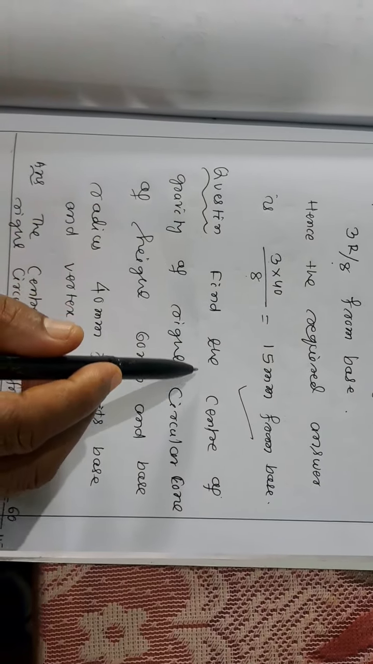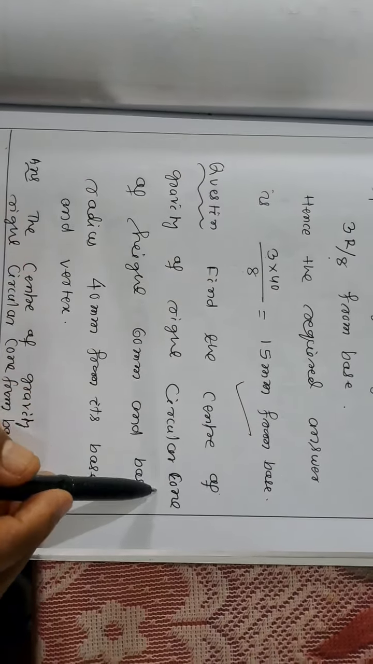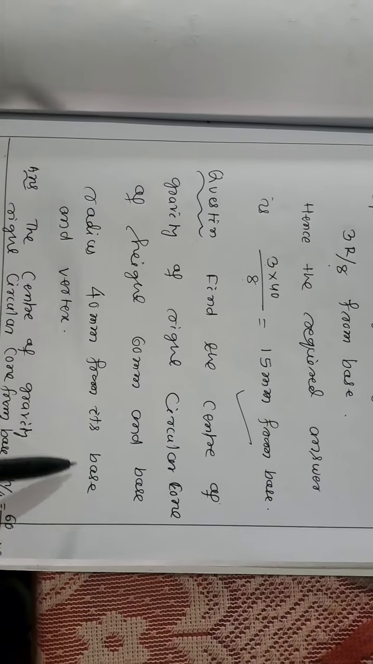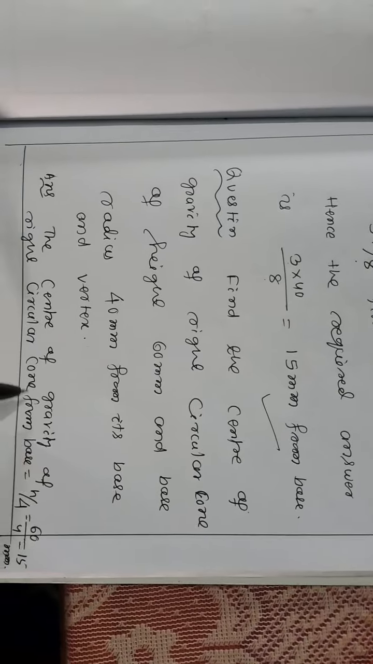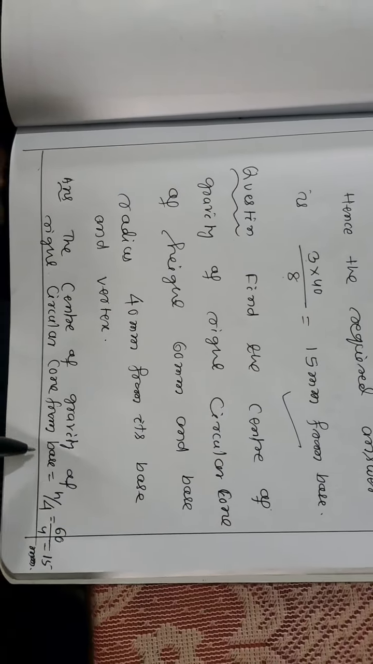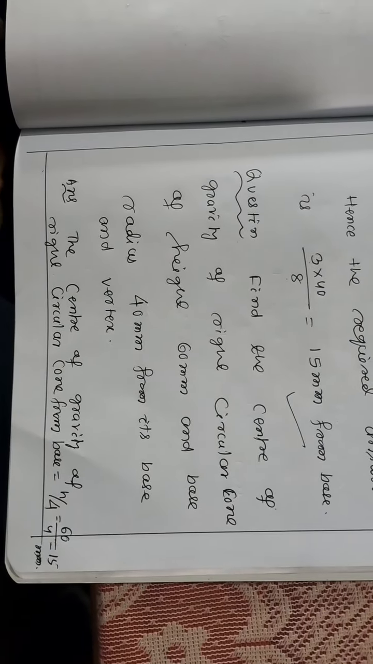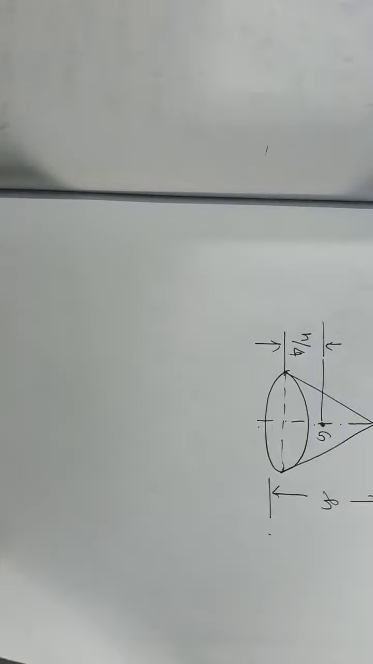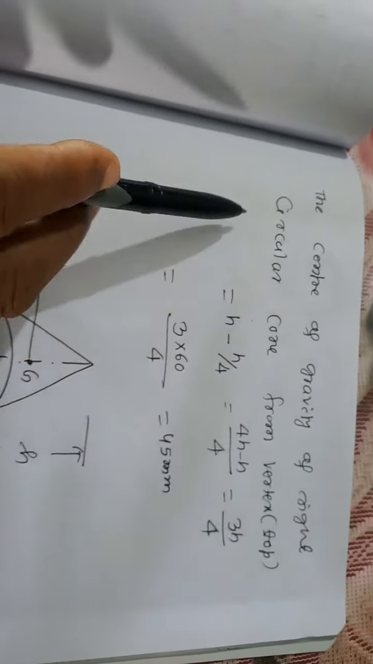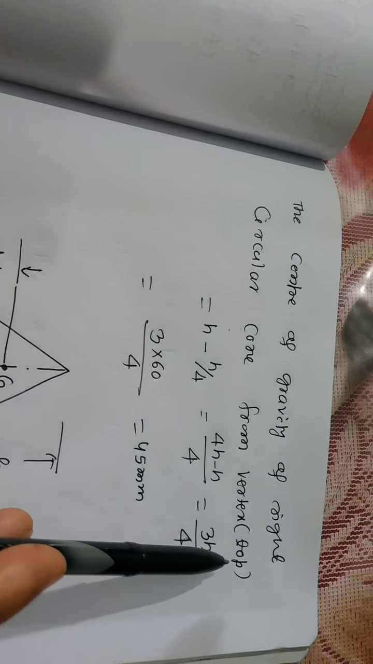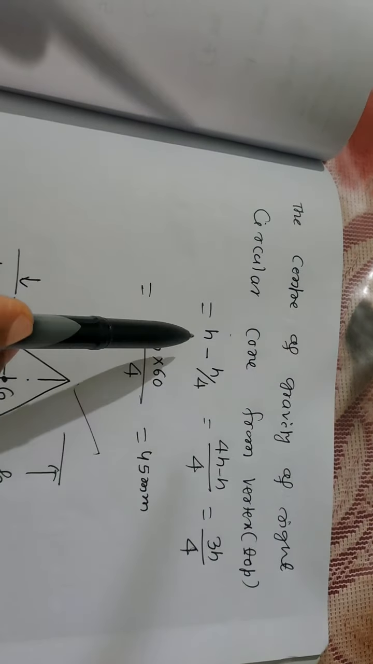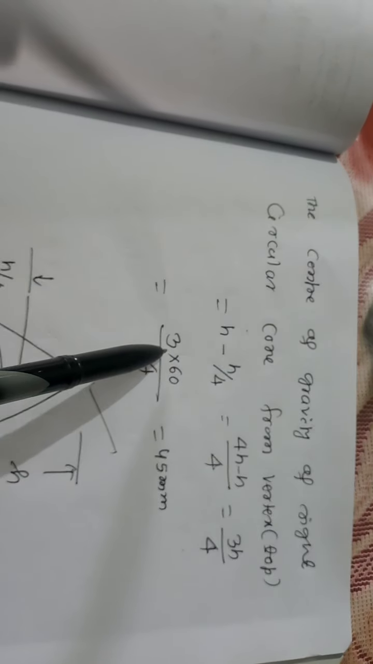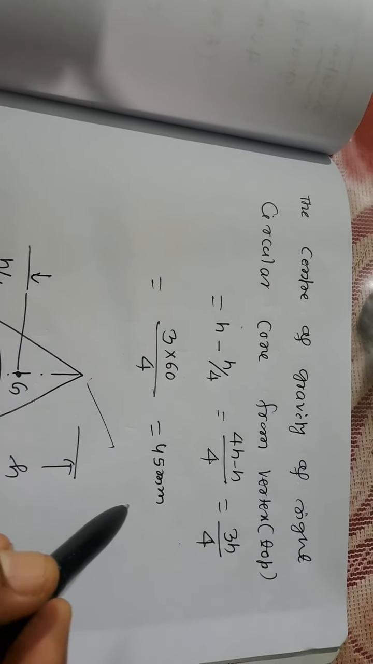Next question. Find the center of gravity of right circular cone of height 60 mm and base radius 40 mm from its base and vertex. The center of gravity of right circular cone from base is h by 4, that is 60 by 4, equal to 15 mm. Then the center of gravity of right circular cone from vertex, that is top, is h minus h by 4, equal to 3h by 4, equal to 3 into 60 by 4, equal to 45 mm.